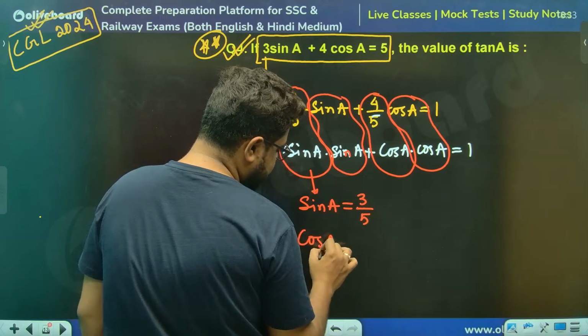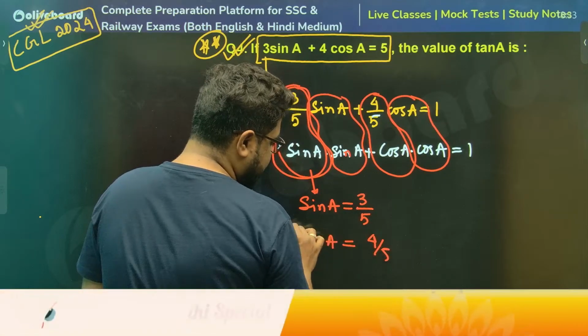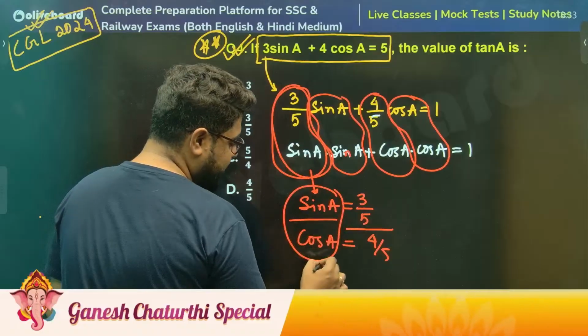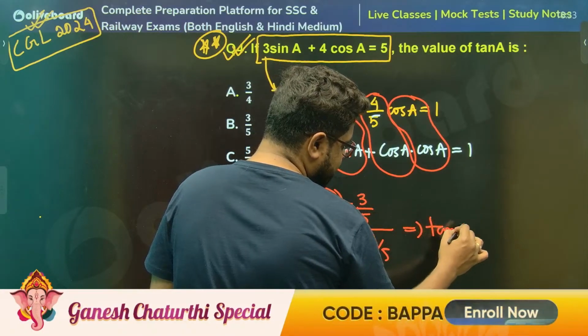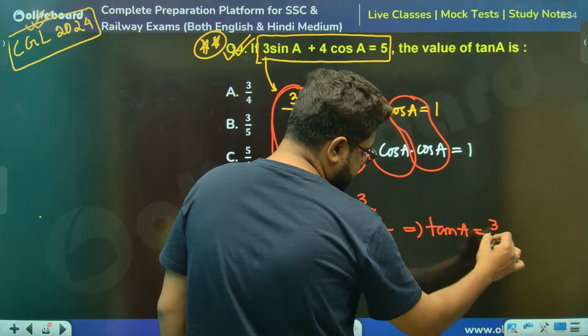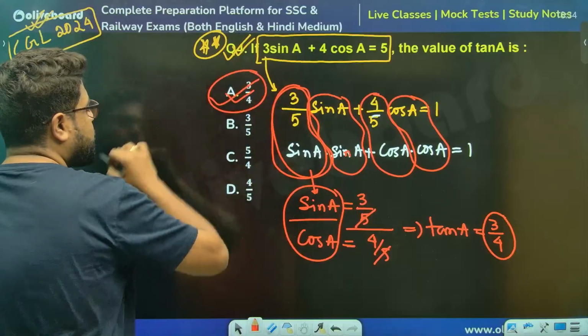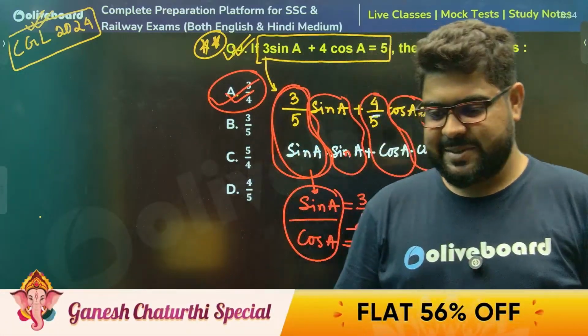cos A has to be this. Arey yaar, so tan A has to be... sir, divide kar do, because sin by cos gives you tan. So you can see tan A has to be 5 cancels, 3 divided by 4, which is option number A. So Ashutosh, Argamita, everybody was absolutely correct.